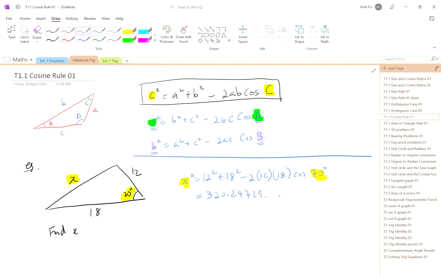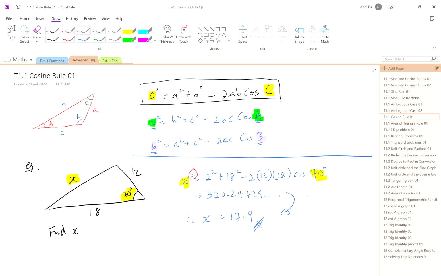320.24729, and so on. Now, once you get to here, a lot of people then just stop there because they think they found x, but they haven't found x, they found x squared. Don't forget this is the squared value. So you have to then say, therefore, what is x? x is the square root of that. If I square root that answer, it is going to give me 17.9. That's your final answer.